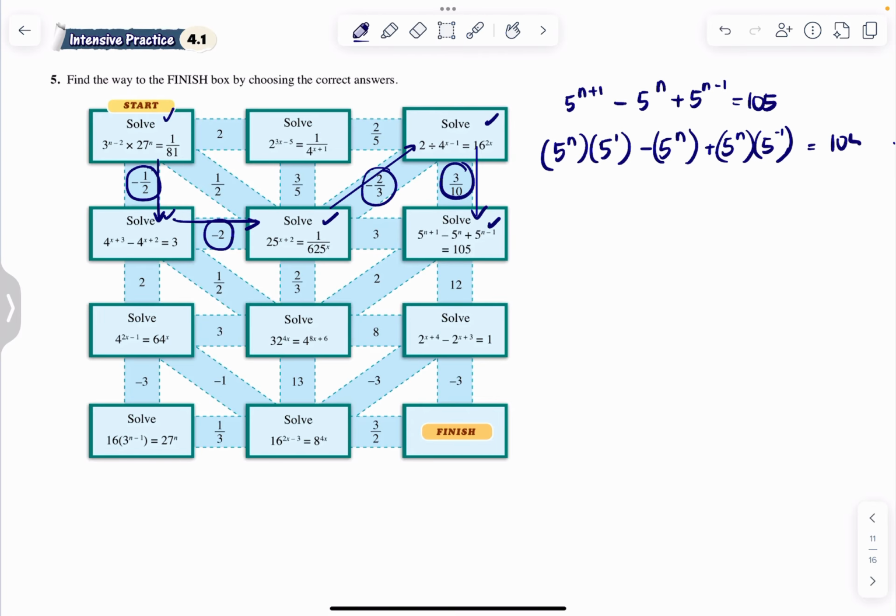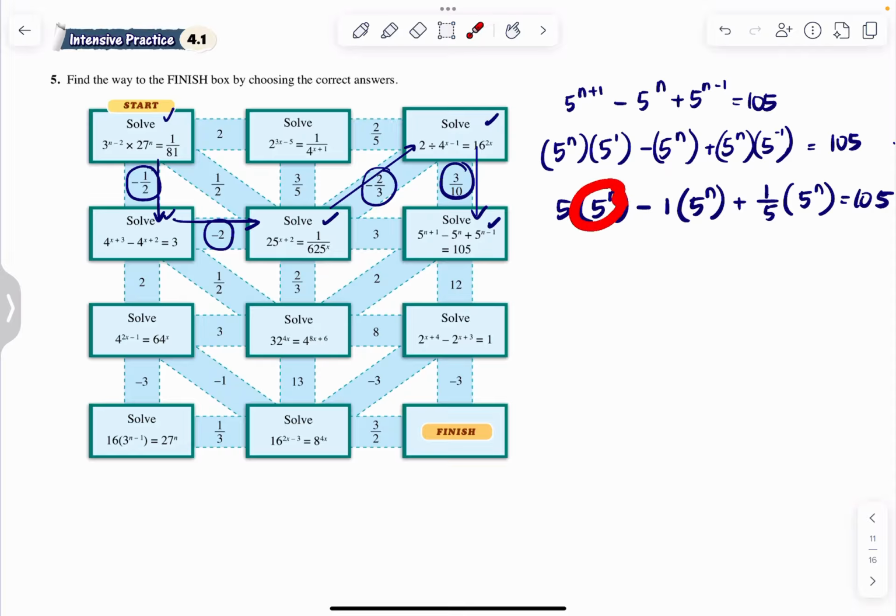Equals to 105. So 5 power 1 is just 5. So you can say 5 of 5^n. This is just 1 of 5^n. 5 power negative 1 is 1 over 5. So 1 over 5 of 5^n is 105.